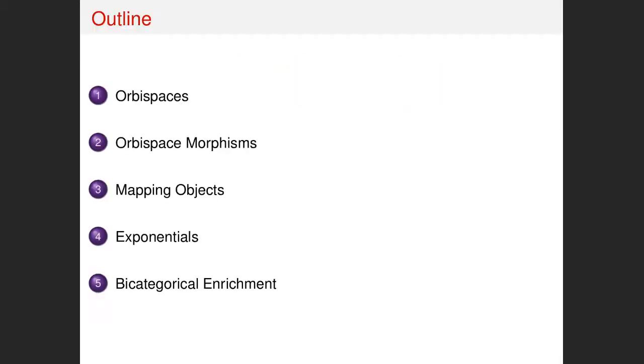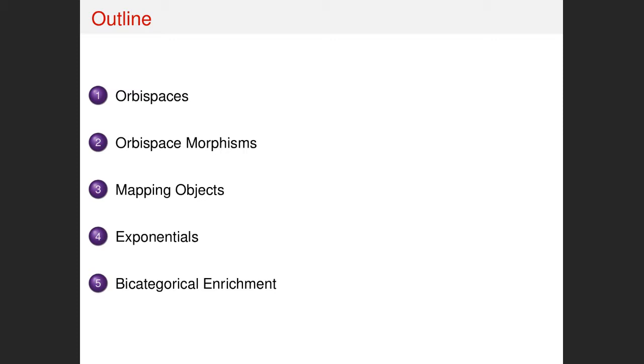But I'll start by telling you what Orbispaces are, and then we'll talk about what morphisms between them are, and then we'll get to, hopefully, our mapping objects. And the importance of them is really in homotopy theory, in being able to talk about path spaces and other related objects. And then I'll talk a bit about the properties of the mapping objects, that they have the categorical property of being exponentials, but they can also be seen as giving enrichment.